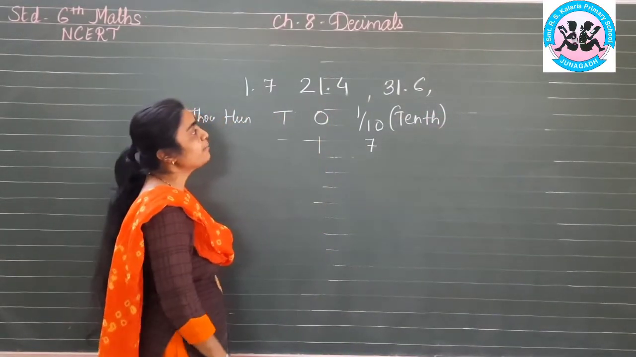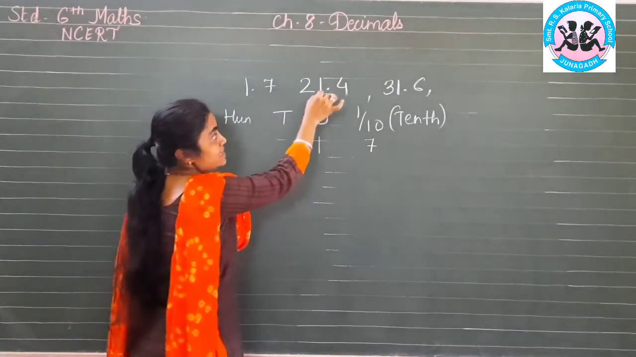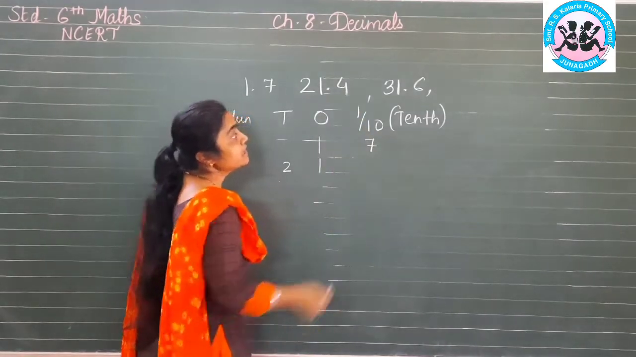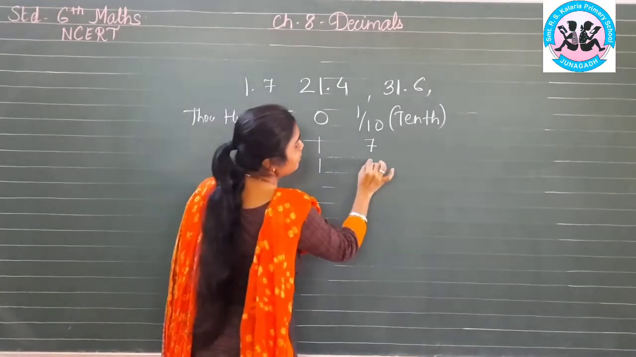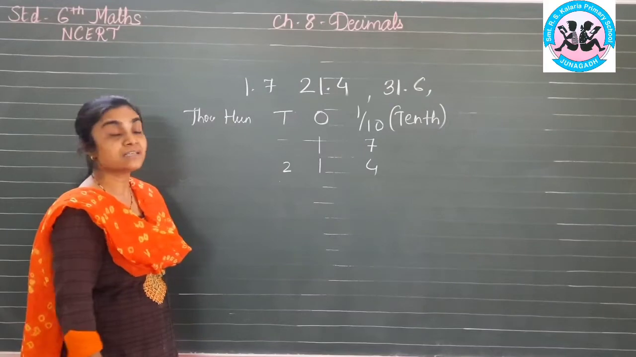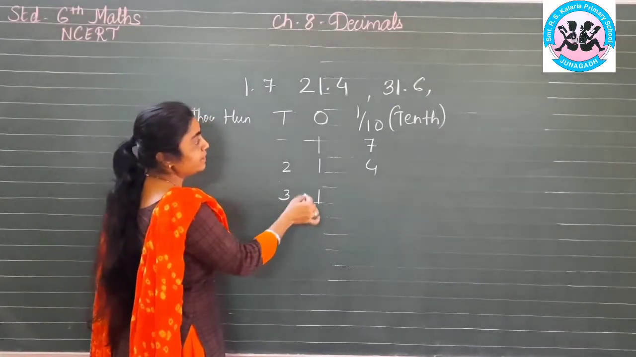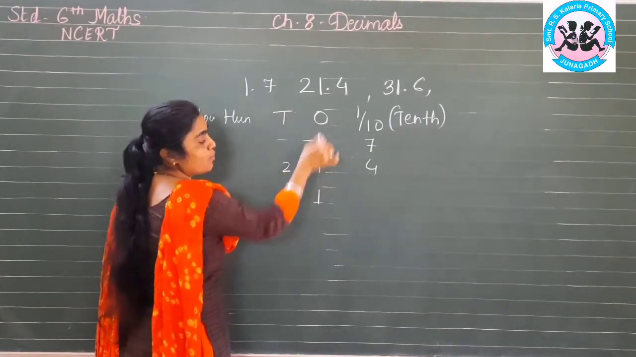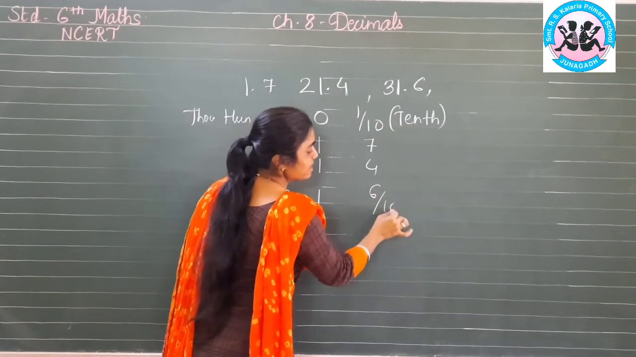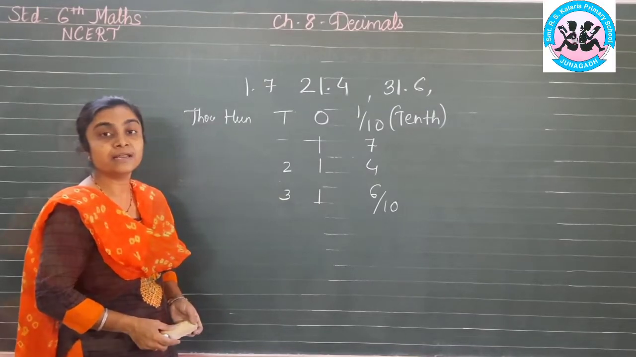Similarly 21.4. So 21: 2 will be in the tens place, 1 will be in the ones place, then the decimal point, and after the decimal point this 4 will be written in the 1 upon 10th place. Now another number, 31.6. So 3 will be in the tens place, 1 will be in the ones place and 6 will be written in the 10th place. So in this way we can write down the decimal numbers.